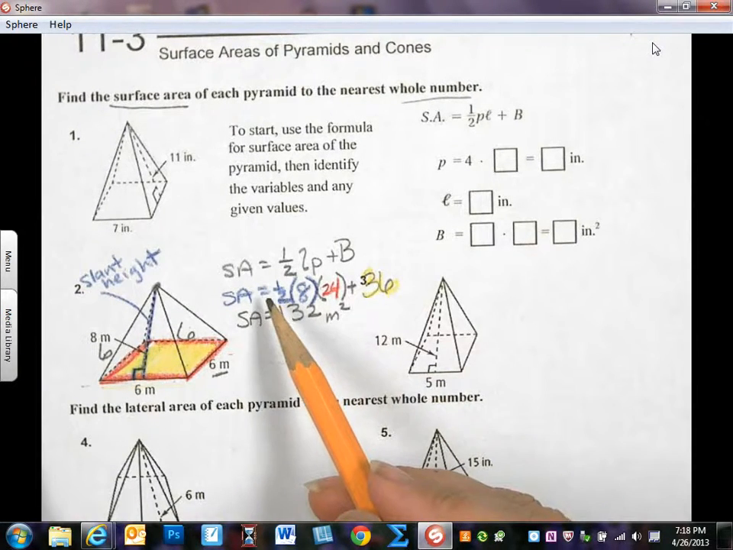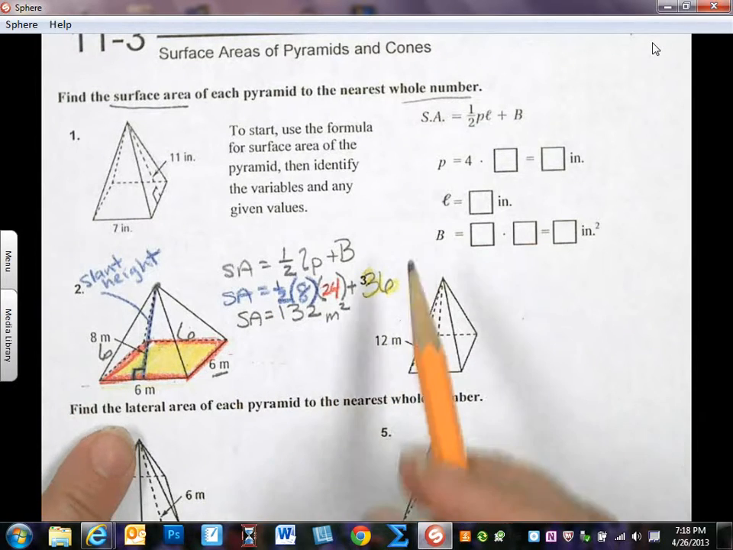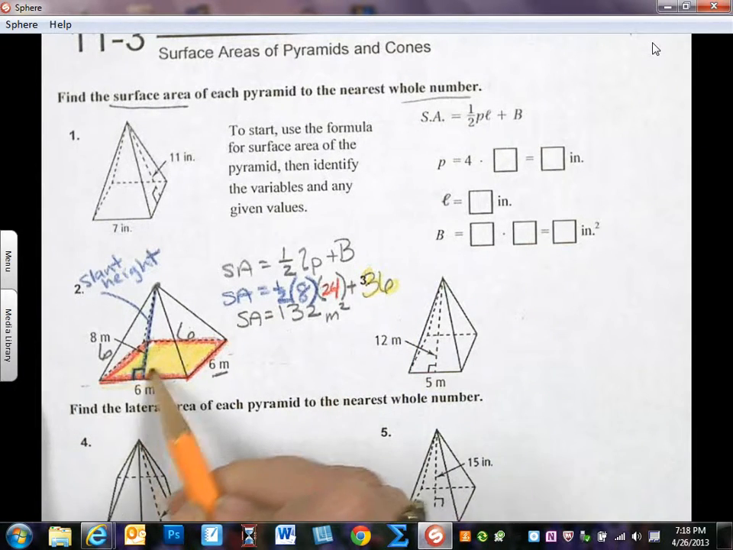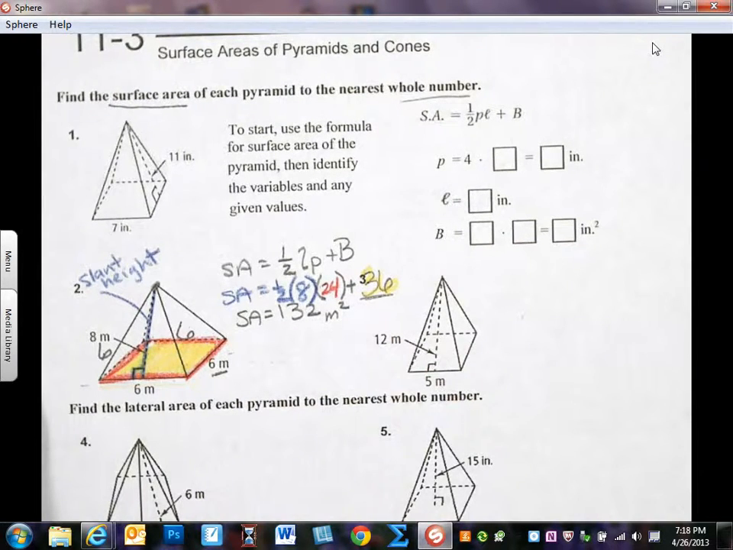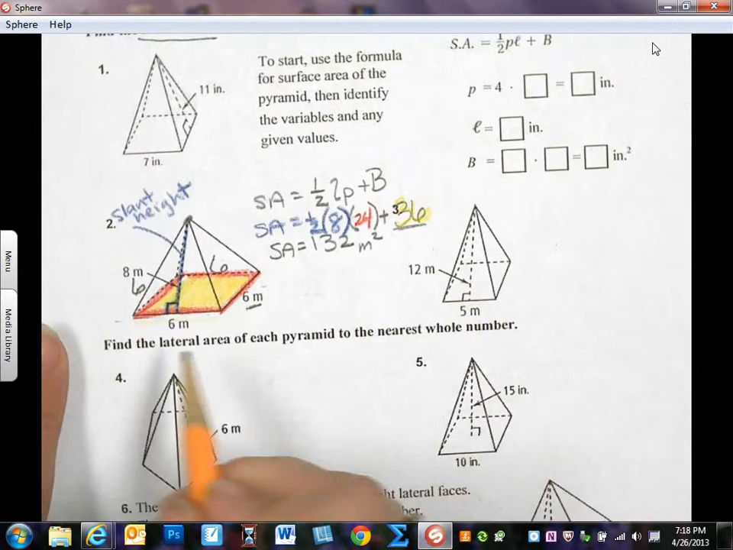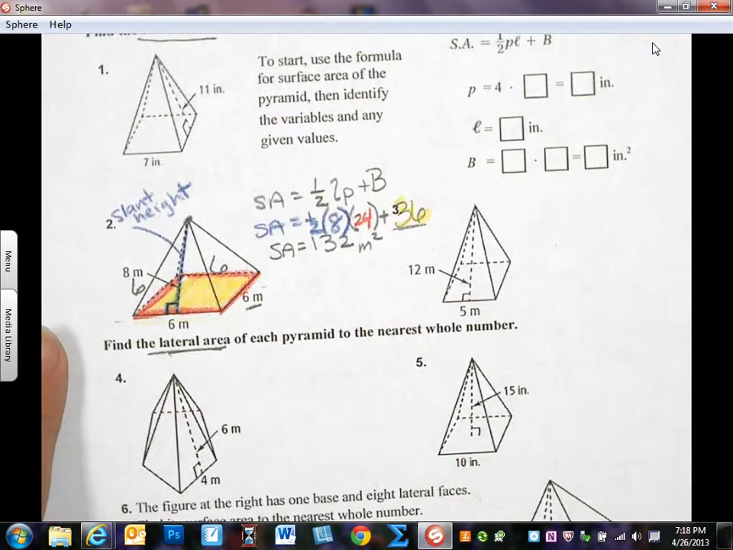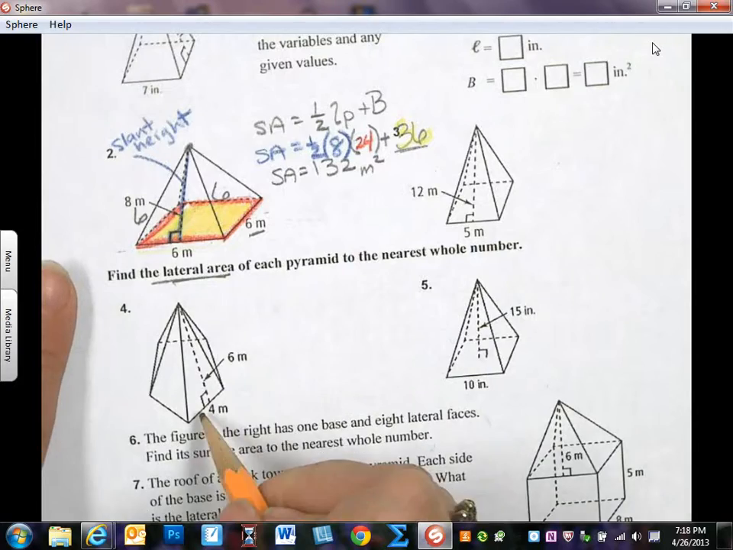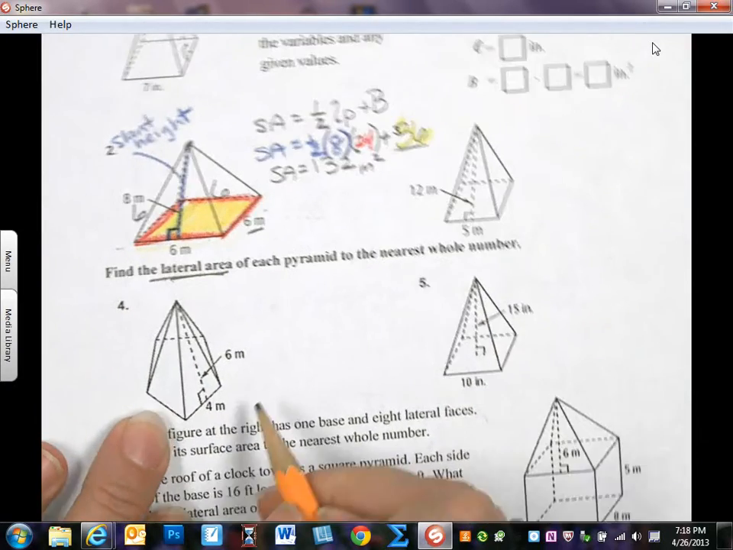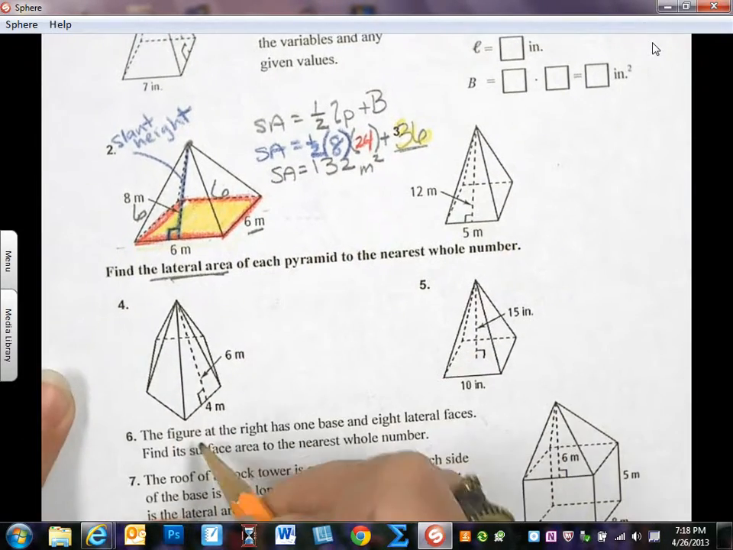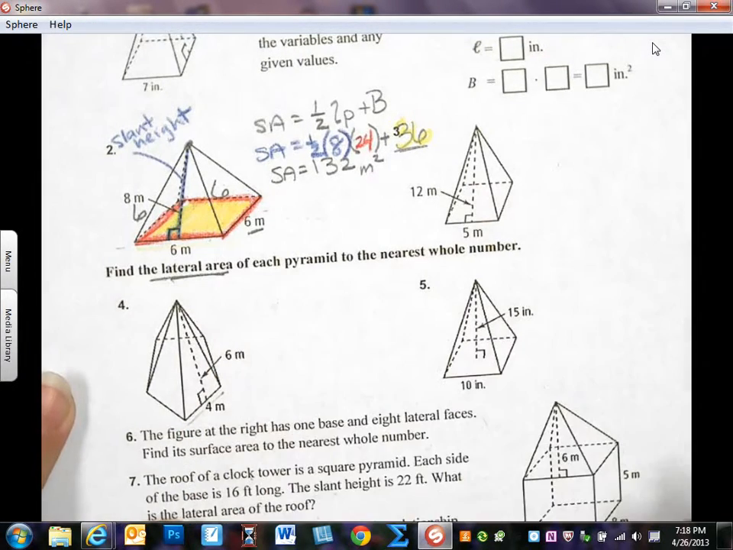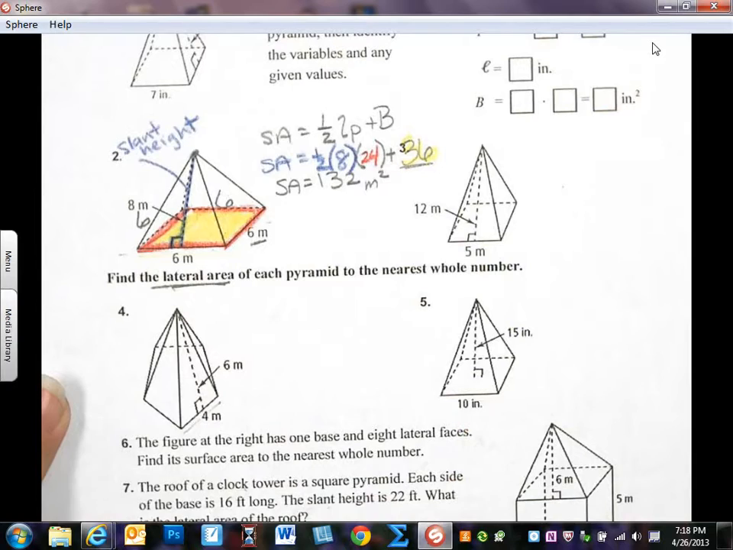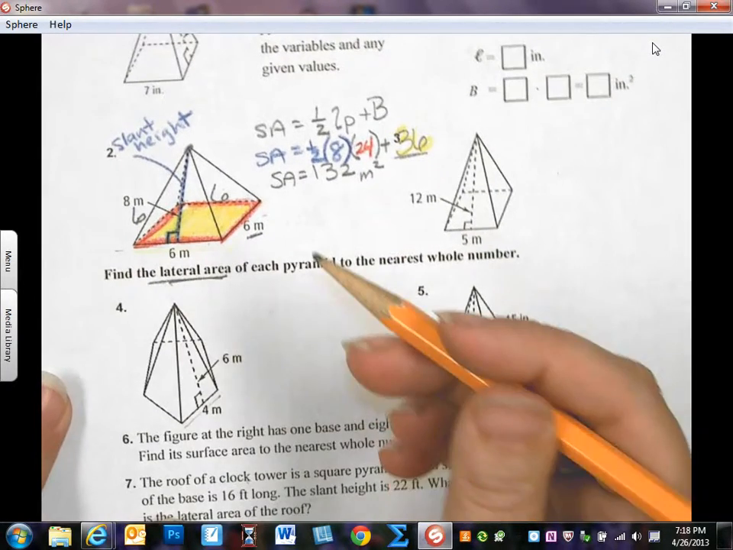Now remember, the only difference between surface area and lateral area is we don't find this yellow. We never add that in when we're doing lateral area. So pay attention here, because notice down here they're wanting lateral area. So all we're going to do is drop that capital B. So to find the lateral area of this shape, now this is a regular pentagon, okay? And the only reason I know that is because there's no other way to do the problem. So if it's not a regular, we're in trouble.